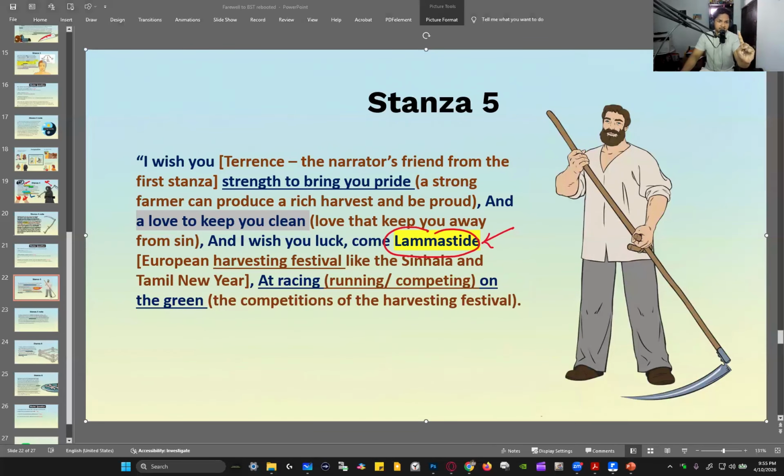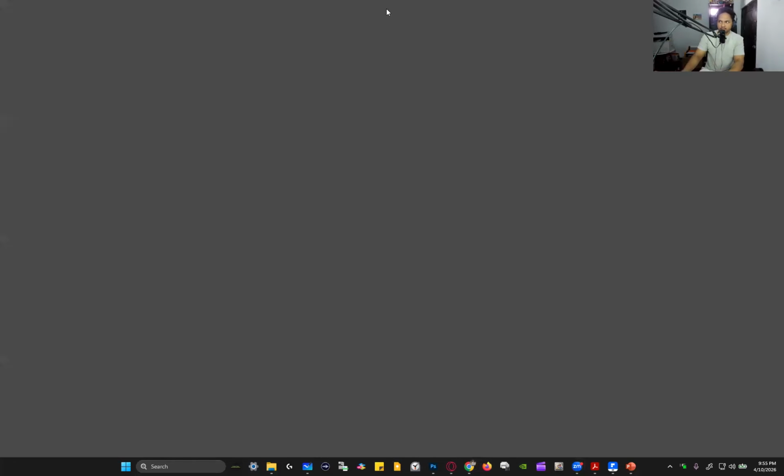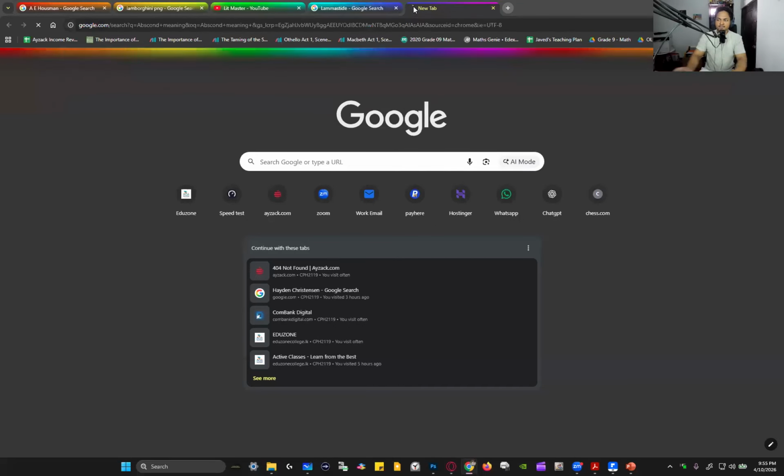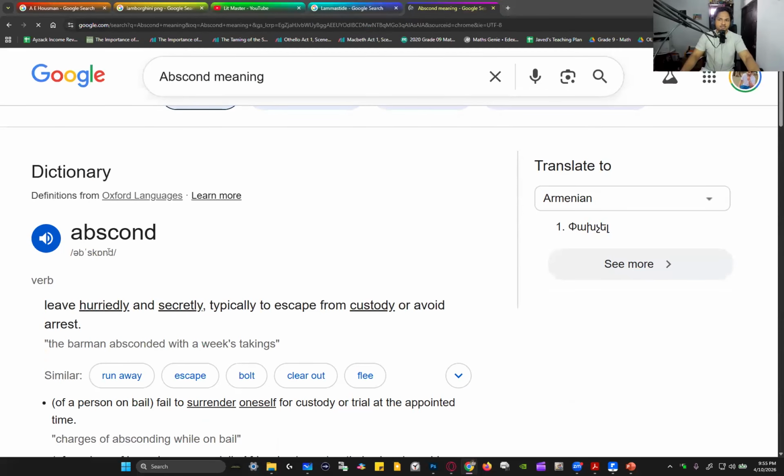You're right, Hafsa. The narrator cannot take part in the Lammastide harvesting festival. Why? Because he has murdered his brother. He has to abscond. I hope everybody here knows what abscond is. Abscond means you are running away after you have committed a crime. The narrator is about to abscond, so he can't celebrate Lammastide.